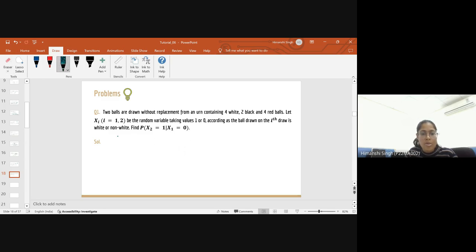We need to find the joint distribution, or the joint PMF, of these random variables. First of all, we have the random variable x1 here and x2 here. Now x2 can take value 0 and it can take value 1, and x1 can take value 0 and it can take value 1.